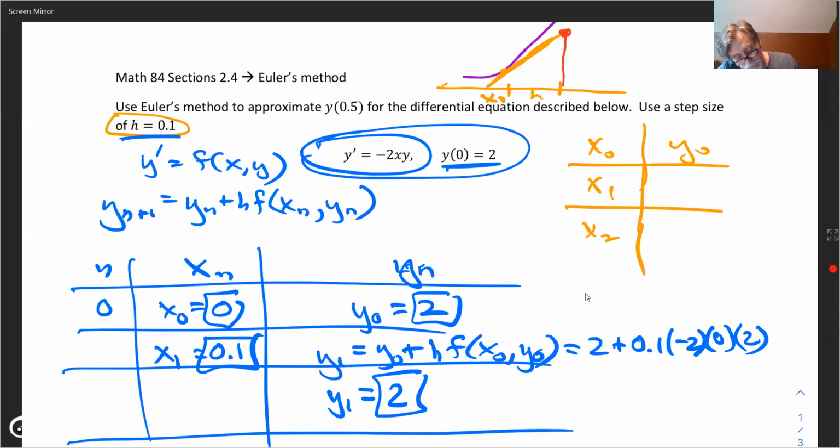So the next guy would be, let's say, x2, bump it up again. This guy just keeps on going point by 0.1. So that's that guy. If you go to x3, you have 0.3.